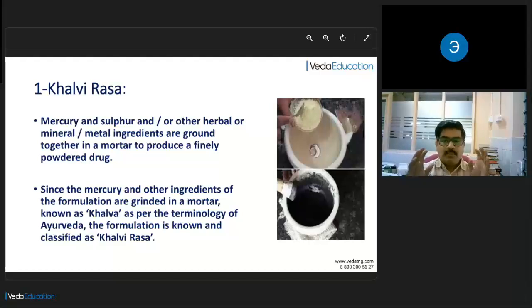So the method of preparation I will just explain now. Mainly mercury and sulfur, along with some other prescribed herbal juices or other minerals, are placed in a ceramic vessel, and along with the prescribed juices, we grind it continuously for a period of sometimes 3 days or 7 days, or even up to 1 month. We will grind it continuously.